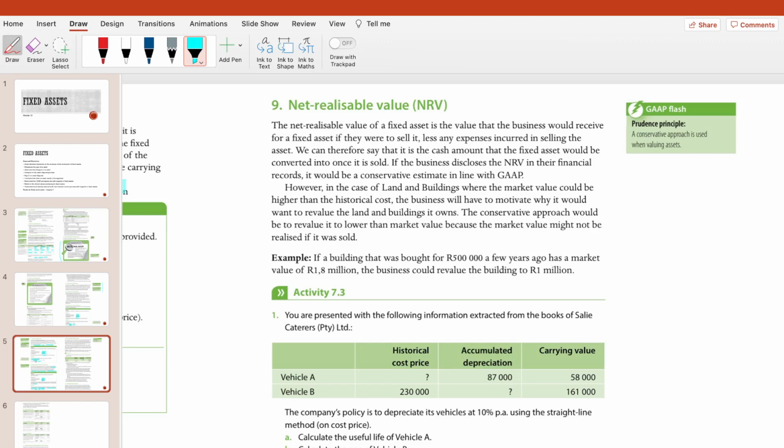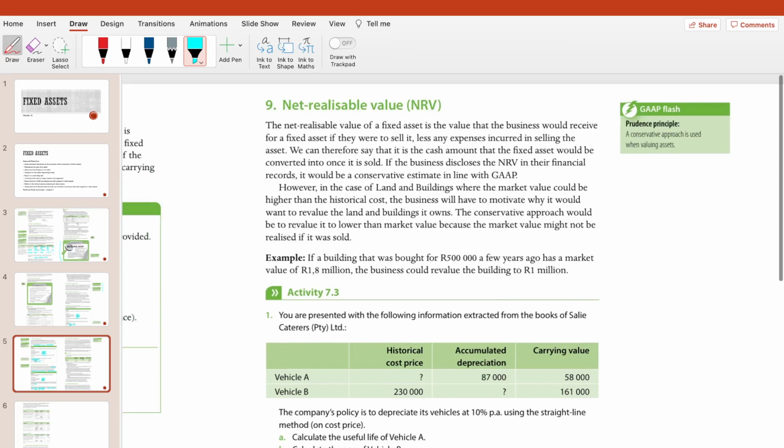So the NRV is the prudence principle. That is a conservative approach when we are valuing our assets. So that is very important to remember, that we must always be conservative in recording when we value our assets.